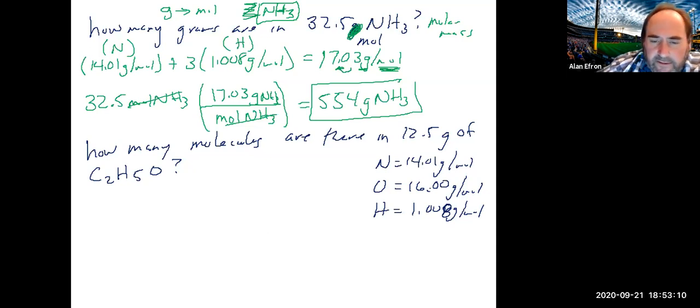I personally rounded to 554 because I got 553.605 when I punched it in on my calculator. That's because I didn't really round the 17.034. I just took the 17.034 and multiplied it by 32.5. If you rounded the molar mass to 17.03, you get 553.5, which should be 554 like you punched in there. So that's okay.